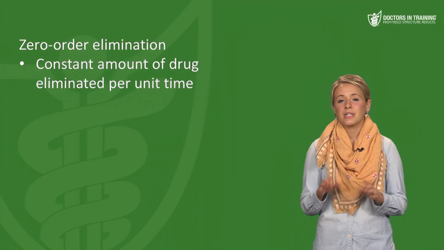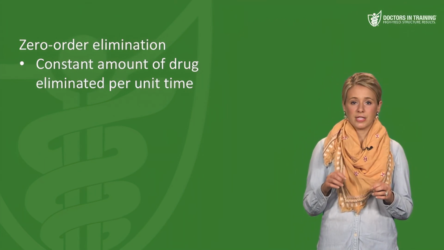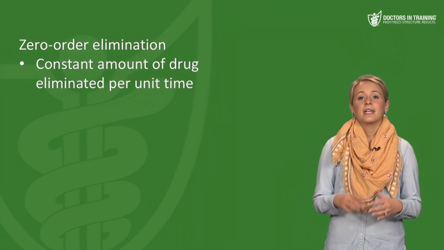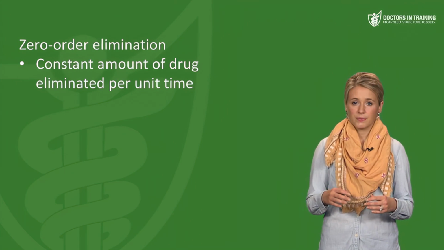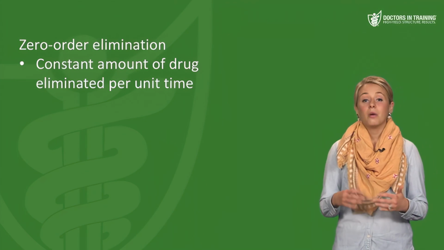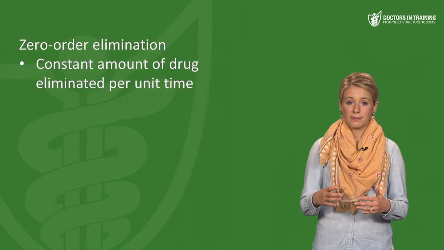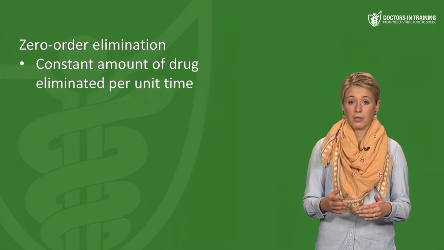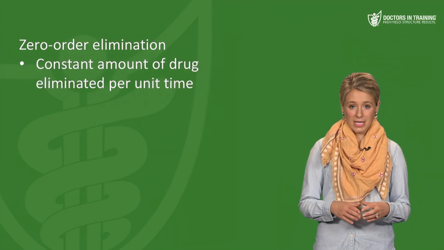Basically, it behaves as though the enzymes are saturated. It doesn't matter how much of the substrate there is, or what the concentration of the substrate is. The enzymes available to eliminate the drug can only work so fast. So it's basically saturation kinetics. No matter how much drug is in the system, it can only be eliminated at a particular rate. So if a drug is eliminated at 25 milligrams per hour, regardless of the drug concentration, that's zero-order elimination.